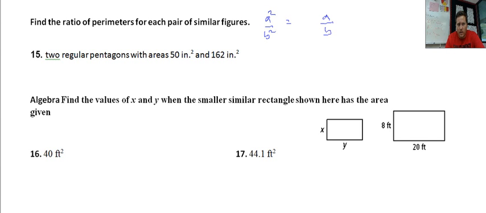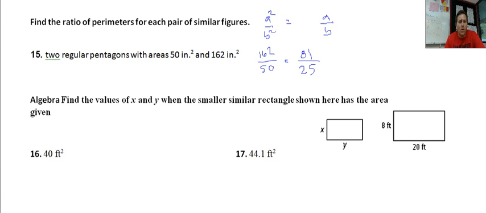So if we were given two figures, and if one is going to be 162 over 50, well, we can always simplify this before we square this. So we think, what can go into both these numbers? We know a 2 at least can go into both, right? So a 2 is going to give me 81, and 50 divided by 2 is going to give me 25.